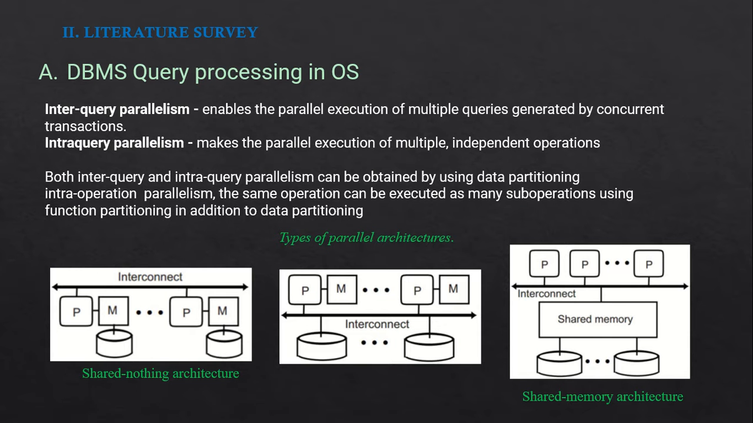In the literature survey, we have identified existing methods used to enhance database support in operating systems. We have identified the advantages and drawbacks of existing systems. Here we are going to explain those methods one by one. First, we have to identify database query processing in the OS. There we can identify several query processing mechanisms like inter-query parallelism and intra-query parallelism.